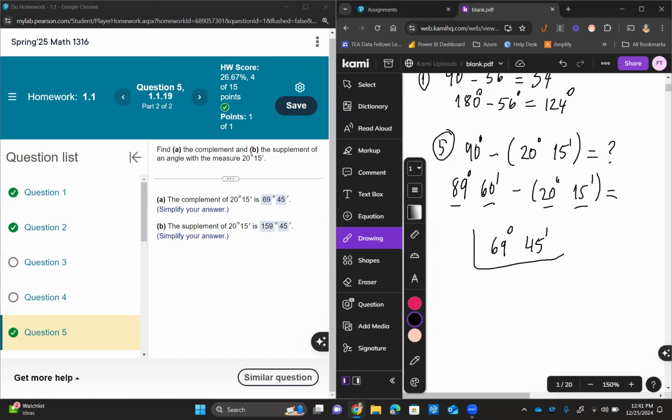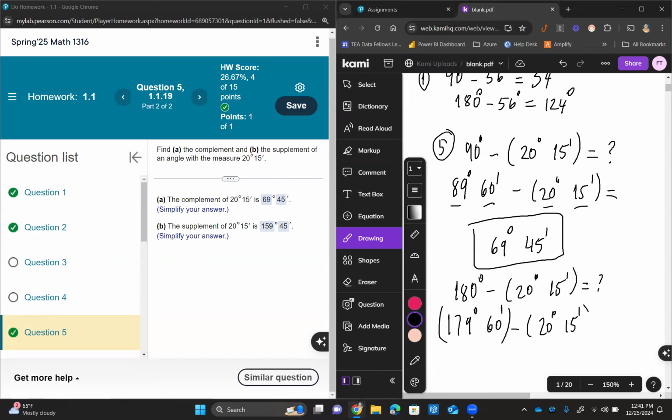For the supplementary angles, they add up to 180 degrees. So I need to perform 180 minus 20 degrees and 15 minutes. Again, I'm going to rewrite it as 179 degrees and 60 minutes, so I can perform this subtraction of 20 degrees and 15 minutes. So 60 minus 15 is just 45 minutes. And then 179 minus 20 is just 159 degrees. So that's how we find the answer for part B on question 5.